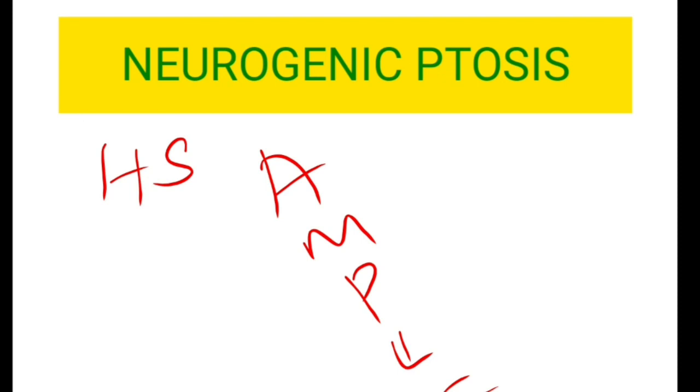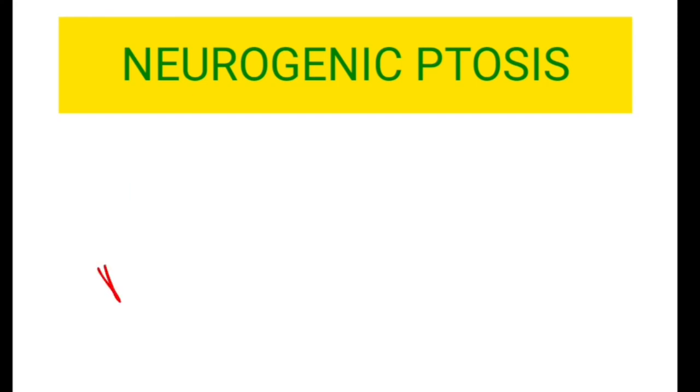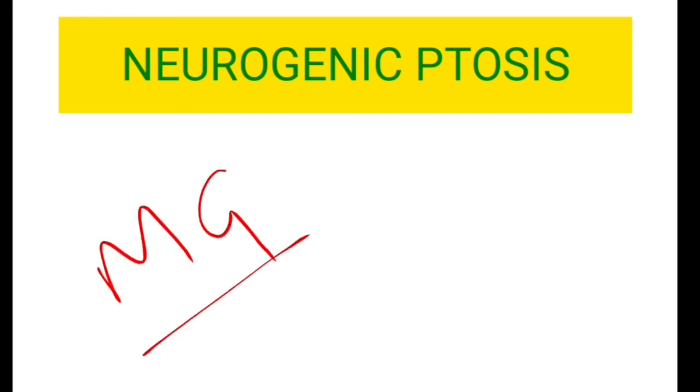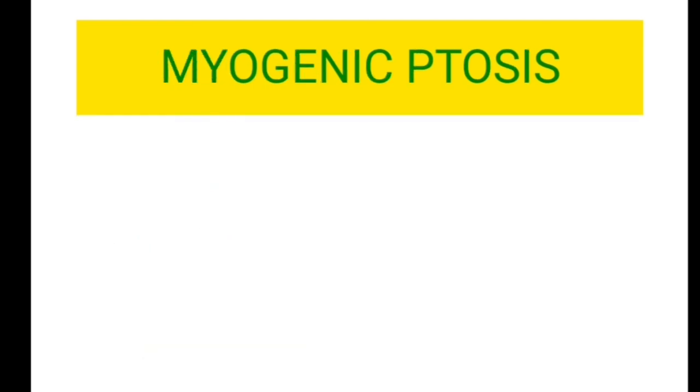So here the surgical plan is the Fasanella-Servat procedure, which I will be explaining in the surgical part. The third one in the neurogenic ptosis is the myasthenia gravis. So once you have confirmed that it is secondary to the myasthenia gravis, it has to be treated by the physician for the myasthenia gravis. So that will improve the ptosis also. If there is no improvement or if it is visually disabling the patient, then you will have to plan the surgery.